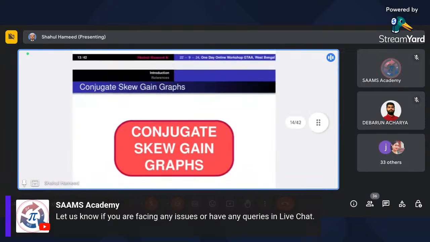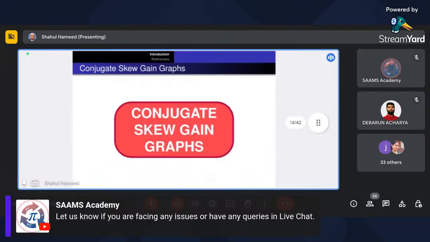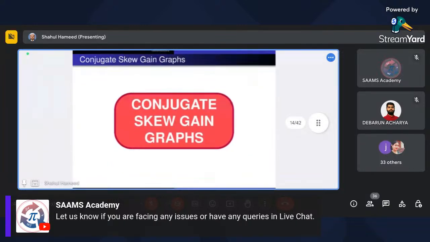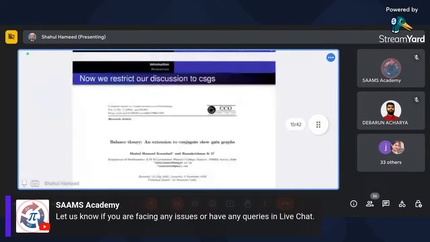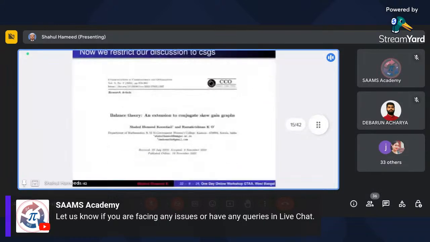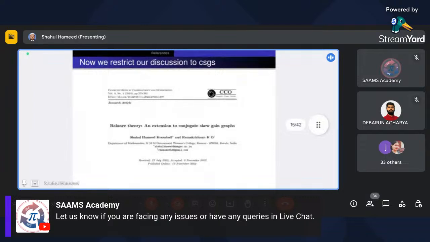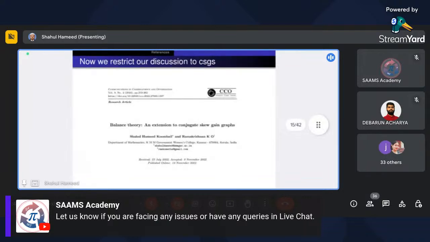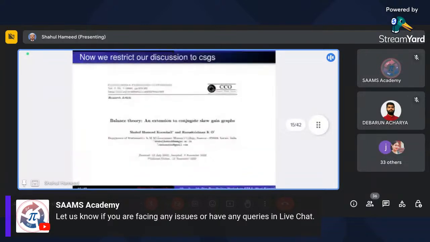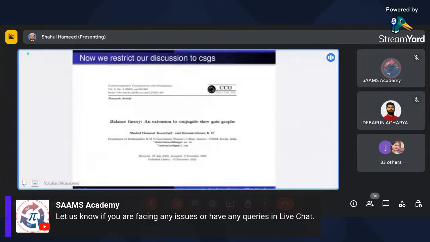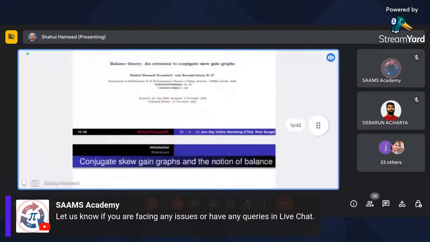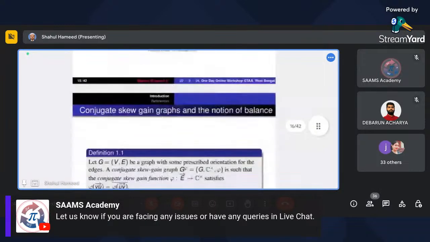Now, let me move on to conjugate skew gain graphs. This is one of the papers. Only two papers are published for the time being. This is the first paper. We have extended the notion of balance theory to the class of conjugate skew gain graphs. It is published in Communications in Combinatorics and Optimization. It is available online.